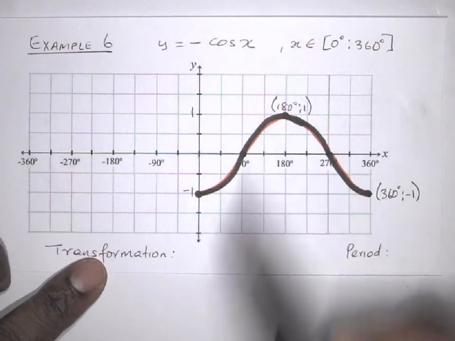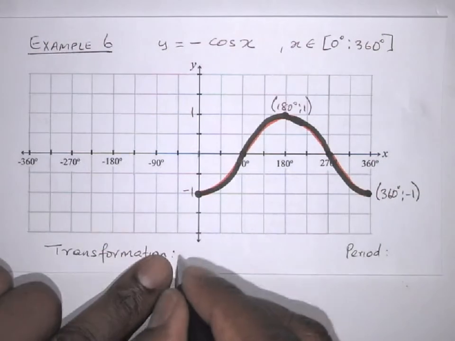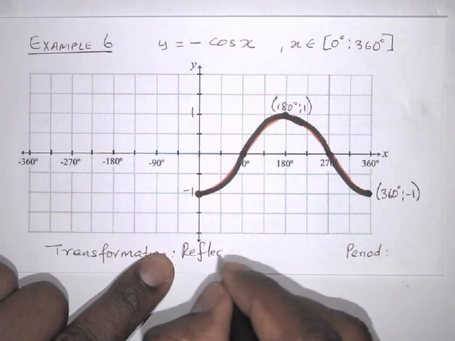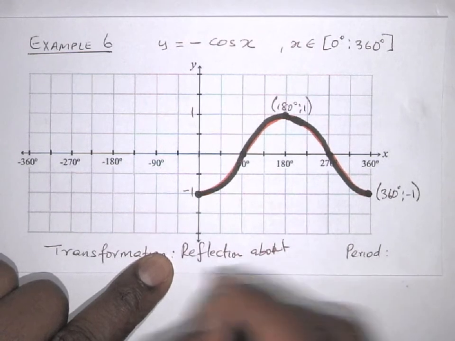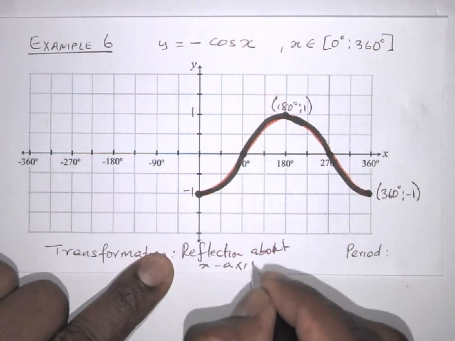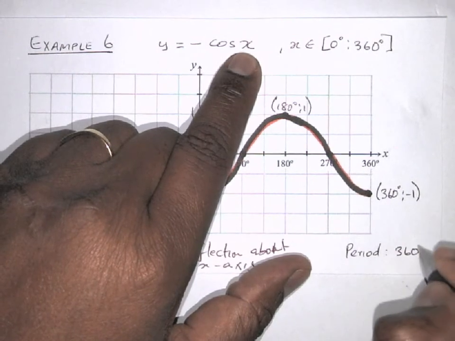They say, what kind of transformation is this? It was a reflection about the x-axis. And the period, I didn't change this, so it means that the period is still 360 degrees.